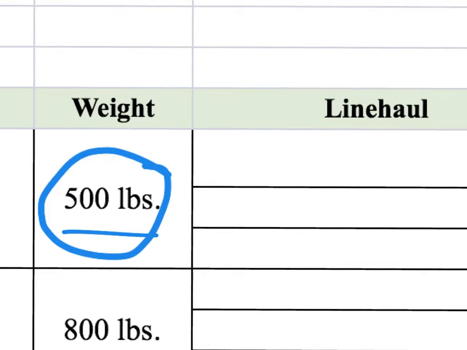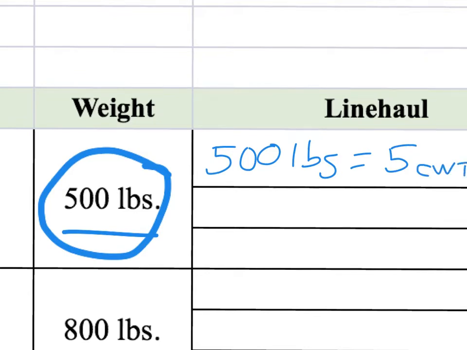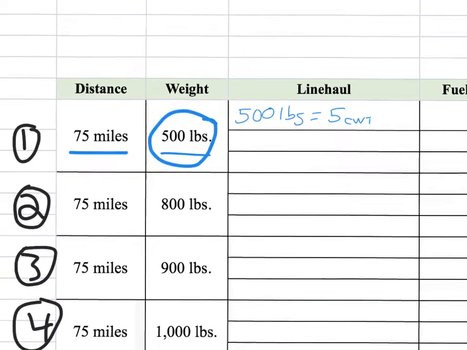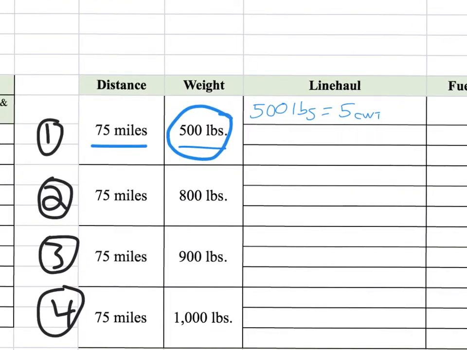Okay, so I'm going to stay in blue for this first one. So 500 pounds is the same as saying 5 weight. Okay, so that makes sense. All right, so let's look at our pricing for that. Now I know in that table, for this weight and this distance, it gave us a rate of $70 per hundredweight.